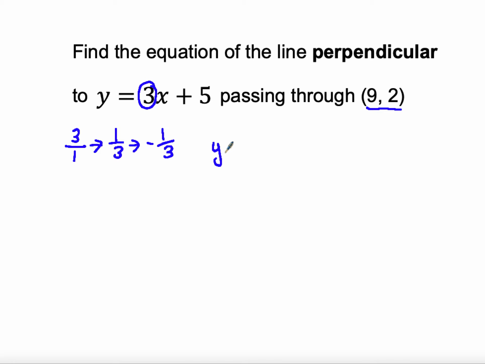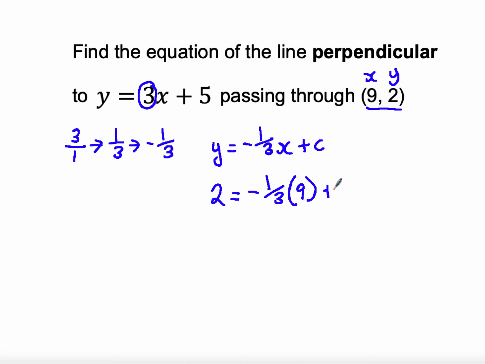So that means that my line that I want is going to be y equals negative a third x plus c. But this time I know that it goes through 9, 2, so there's only one line that does this, so I can find out which line it is by putting these coordinates in, by putting the x and the y coordinate in. So let's do that. 2 equals negative 1/3 multiplied by 9 plus c.